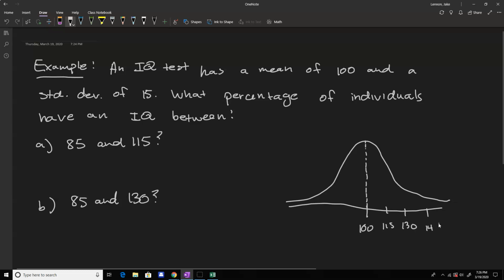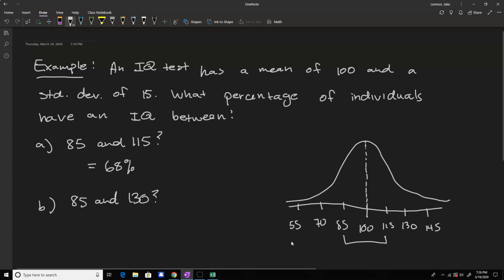So these are all IQ scores. And then on the left-hand side, we would do the same. We would have 85, 70, and 55. And the first question says between 85 and 115. Well, 85 and 115 are just one standard deviation below and one standard deviation above. So according to the empirical rule, 68% of observations were between 85 and 115. So we know the answer to question A is just 68%.